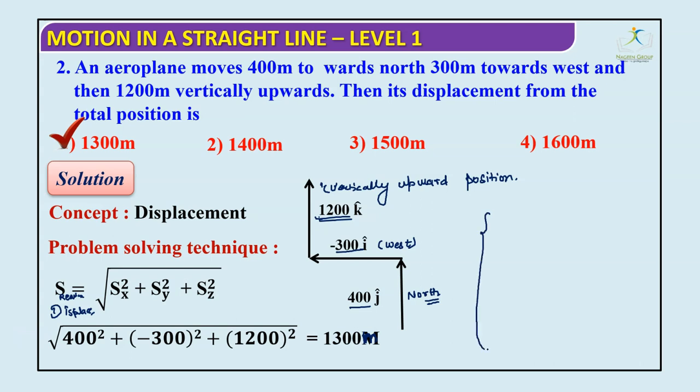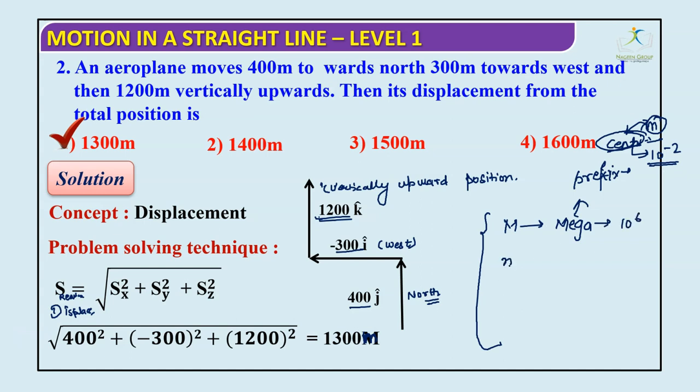Here I just want to elaborate some representation. Capital M we are using for mega. This is a prefix which we are generally using, like centi. Centi is a prefix, and the main unit is meter. So the actual word is centimeter. Centi is a prefix whose value is 10 to the power minus 2. That's why we say that 1 centimeter is equal to 10 to the power minus 2 meter. Similarly, mega is 10 to the power 6. Okay, and small m is the representation for the meter.